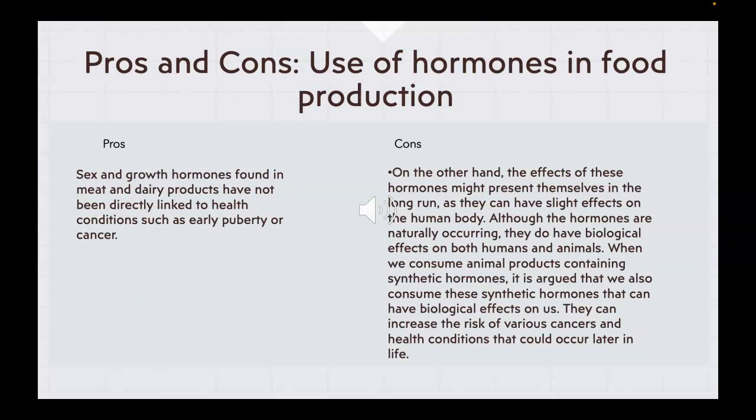Here are the pros and cons of the use of hormones in food production. The pros would be that these hormones found in meat and dairy products have not been directly linked to health conditions such as early puberty or cancer. But on the other hand, for the cons, the effects of these hormones may present themselves in the long run, as they can have slight effects on the human body, and although the hormones are naturally occurring, they do have biological effects on both humans and animals.